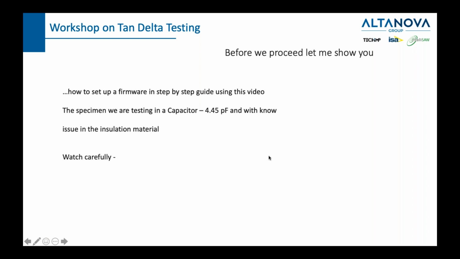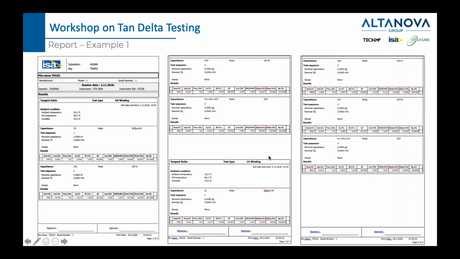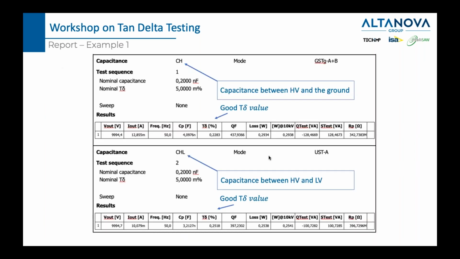So let's continue now and let's see example one. Example one is actually the example which was shown last time. What I want to emphasize here and now is the fact that we are measuring a few parameters. As you know, we measure CH, the capacitance between high voltage winding and the ground, and CHL.